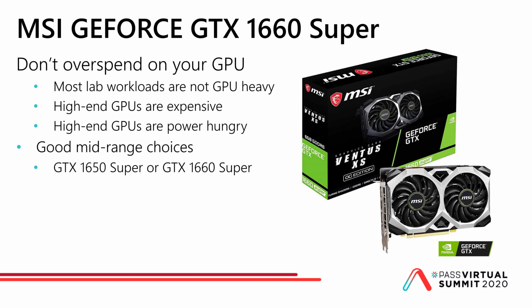So I think you want to pick a good mid-range GPU if you're not quite sure how much GPU you might be using. And a GTX 1650 Super or stepping up to a GTX 1660 Super are both good choices that are not that much money, that give you plenty of horsepower to run almost any kind of a lab system. Now, one exception, if you know you're going to do things like rendering videos that actually use your GPU, then you might want to get a more expensive GPU. But if you're just running SQL Server, something like this is more than adequate for that.